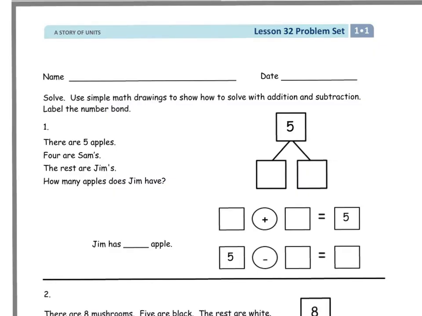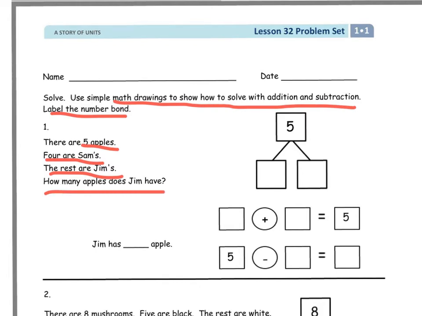Now we're going to practice a problem together. You have this paper. You can use it while you follow along with my problem. It says, use simple math drawings to show how to solve with addition and subtraction. Label the number bond. There are 5 apples. 4 are Sam's. The rest are Jim's. How many apples does Jim have?